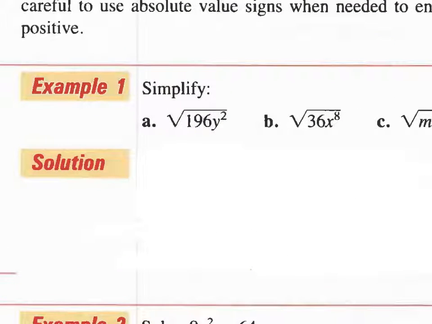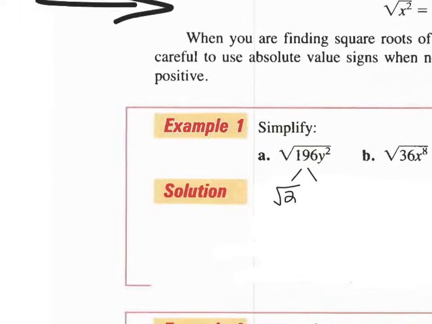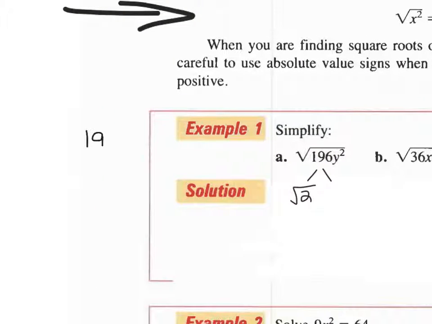It's 196 y to the second power. So again, I need to break down the 196. And this is actually a perfect square, but let's go ahead and do a factor tree. Let's pretend like we didn't know that this is a perfect square. So I'm going to divide 196 by 2 and start my factor process.